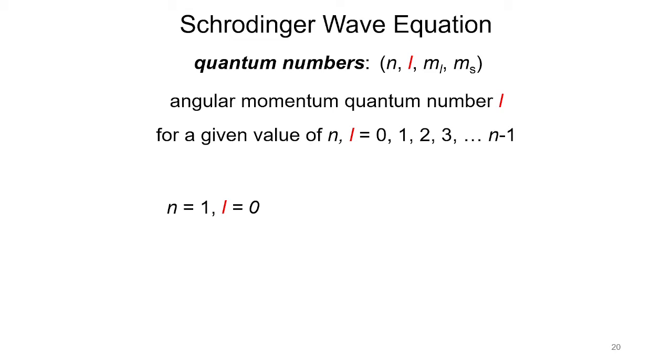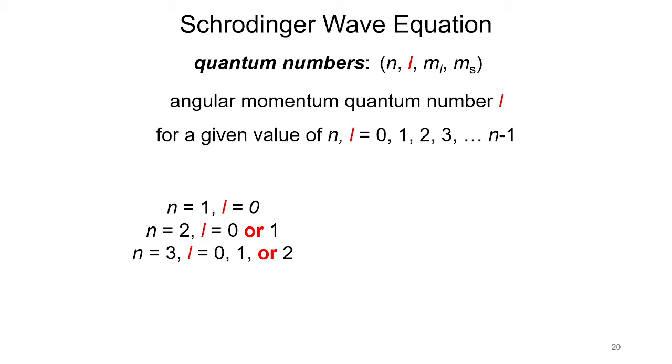And for the second energy level, there are two angular momentum quantum numbers, 0 or 1. Meaning, electrons in the second energy level may be located in angular momentum 0 or 1, either of those. For energy level 3, there are three angular momentum quantum numbers. It can be 0, 1, or 2.